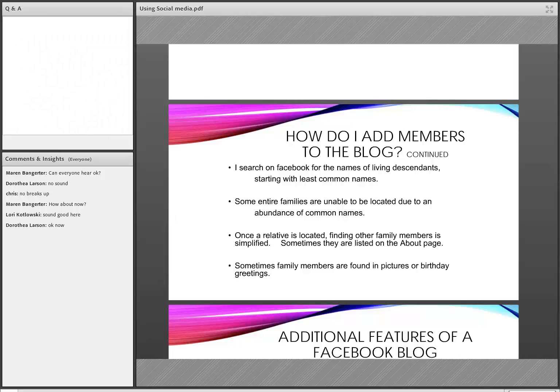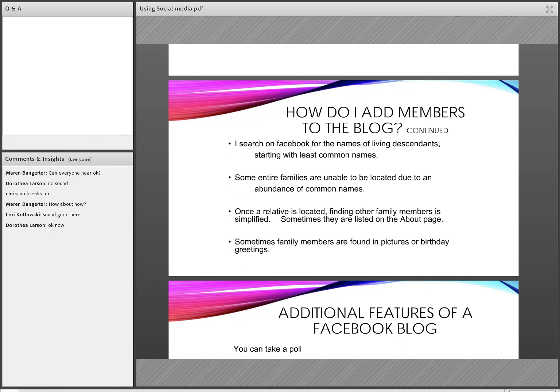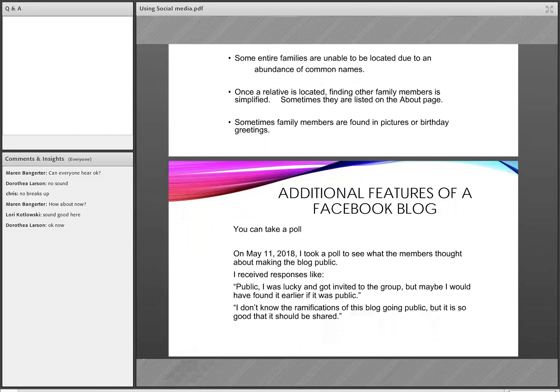And I just kind of went through how I add members to the blog. I search Facebook for the names of living descendants. I showed you how I found the names to look for, starting with least common names. And then once a relative is located, finding other family members is often simplified. And sometimes I would go to the About page. If you're familiar with Facebook, there's the About page, and sometimes it lists family members there. And then sometimes you can find family members in their pictures on Facebook.